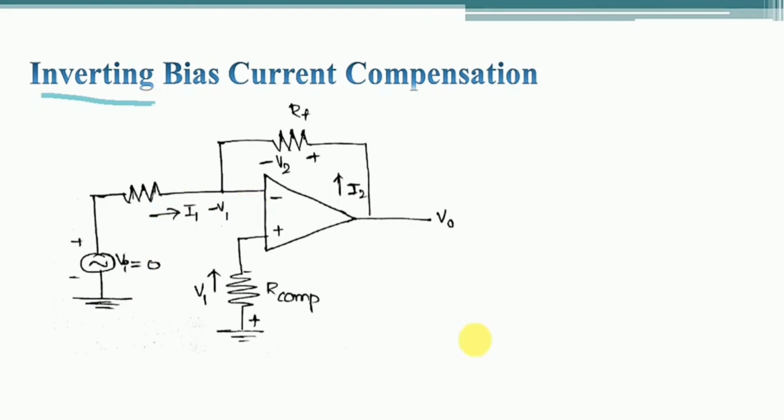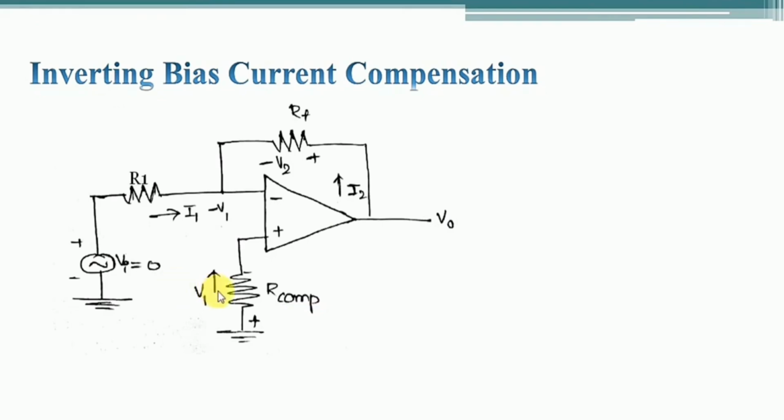Okay, and here we see that our compensation resistor is connected at the non-inverting terminal, and we have to find out what is the R compensation value that should be present in order to obtain a zero output voltage at the output of an operational amplifier. So now for this circuit we have to find out what is the R compensation value.